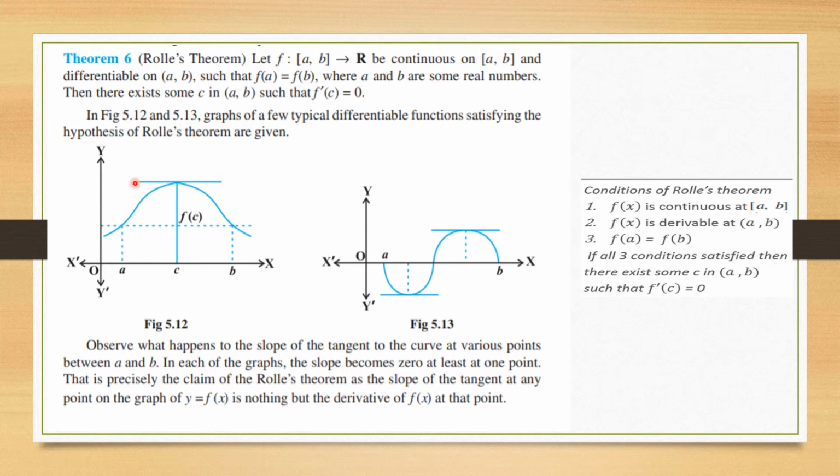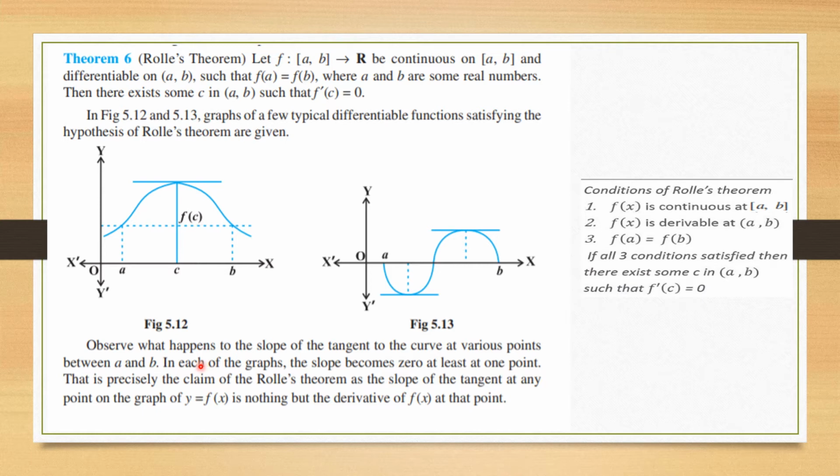If you draw a tangent at this point, you see this tangent is parallel to the x-axis, and since the slope of the x-axis is also 0, the slope of this line is also 0. Similarly here also, the tangent is again parallel to the x-axis. Observe what happens to the slope of the tangent to the curve at various points between a and b. In each of the graphs, the slope becomes zero at least at one point. See from here, and from here. That is precisely the claim of Rolle's theorem, as the slope of the tangent at any point on the graph y equals f(x) is nothing but the derivative of the function at that point.